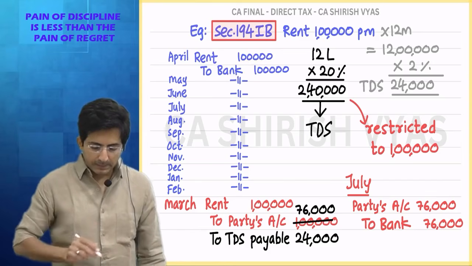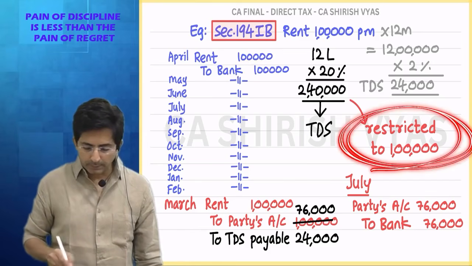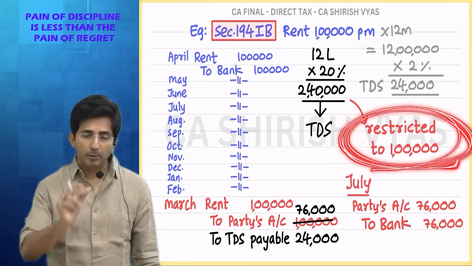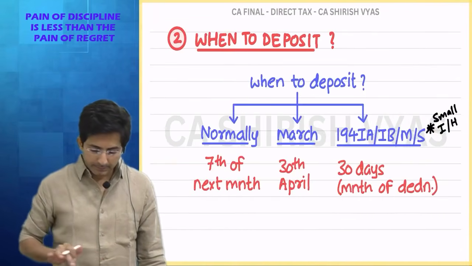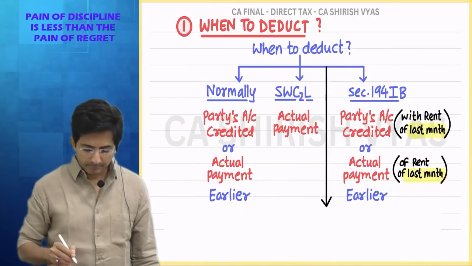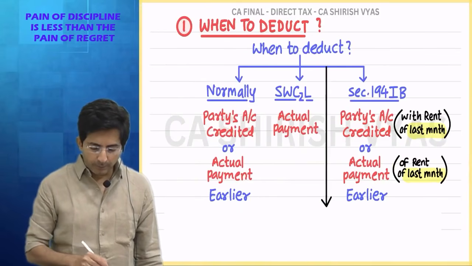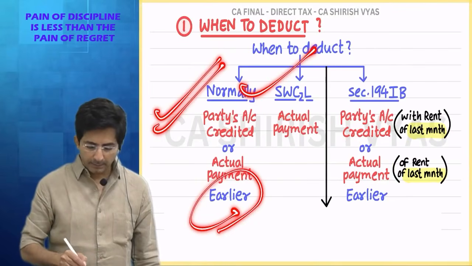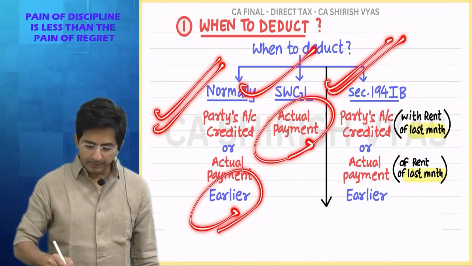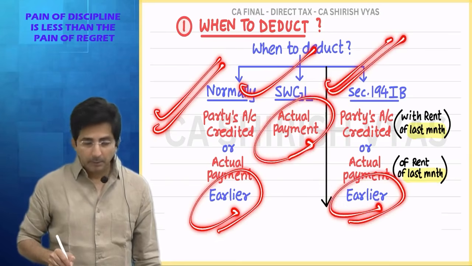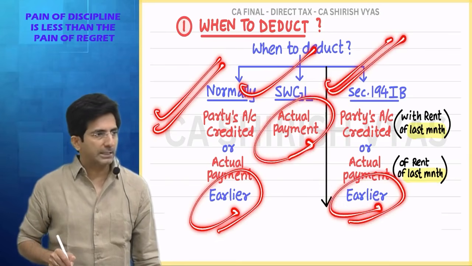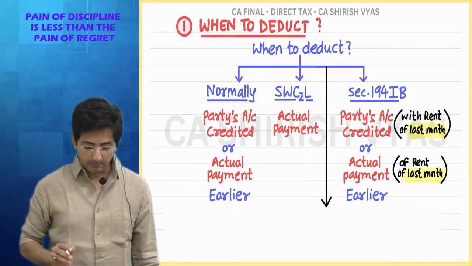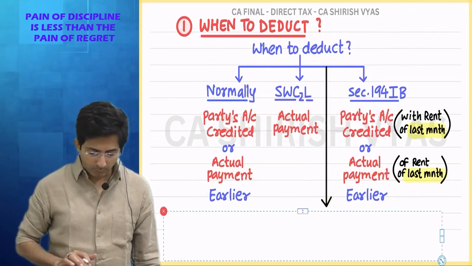I repeated this example, just wanted to show that sometimes you have to restrict the TDS amount to the amount of transaction. Then see here, look at this. Normally when to deduct TDS, which year is earlier? SWCL, actual payment. IB, again it's which year is earlier, but which year is earlier, every month or only last month? Only last month. Now, there is one special rule for online winnings.